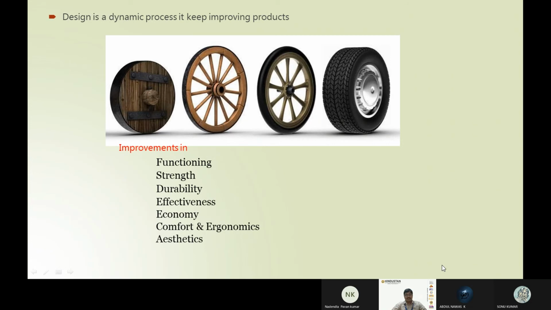Then effectiveness, how effectively it will perform. And economy, whether you need to spend more to buy these things or very little. Then comfort, whether it is very comfortable to drive or has some problems, and aesthetics, it should look beautiful. So these are the important functions they are looking for in the tires. You can see the first diagram, it was identified first. Can you tell me what the drawbacks are in the first wheel? Can you tell me some drawbacks in the first wheel?